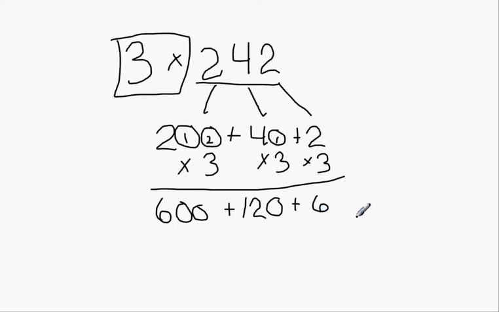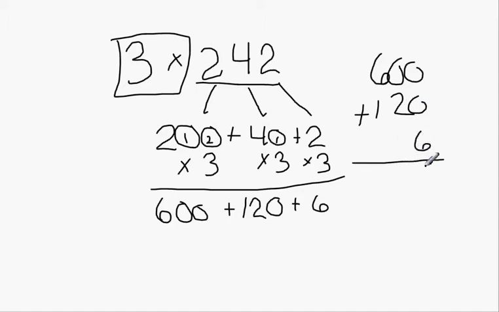Now in order to get the answer for this, we just add the values together. 600 plus 120 plus the little old 6. 0 plus 0 is 0, 6. 0 and 2 is 2. And 6 plus 1 is 7. So the answer to this problem is 726 when we use the expanded form, multiplying by each and then adding it up together. 726.